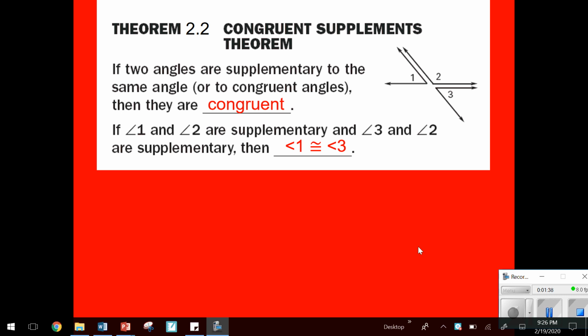All right, let's go ahead and put these two theorems to use. Take a look at them in some examples on our worksheet that we're going to get.